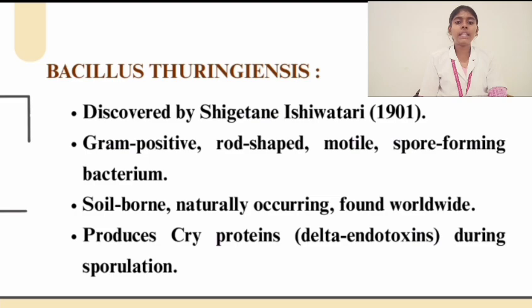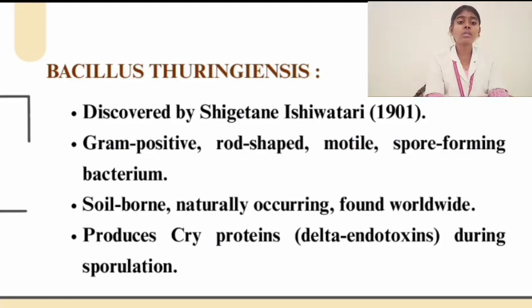Next, we will discuss the bacterium Bacillus thuringiensis. Bacillus thuringiensis was first isolated by Ishiwata in the year 1901. It is a gram-positive, facultative anaerobe, rod-shaped, motile, and sporulating bacterium. Bacillus thuringiensis occurs naturally as a soil-borne bacterium found worldwide, making it ubiquitous in nature.